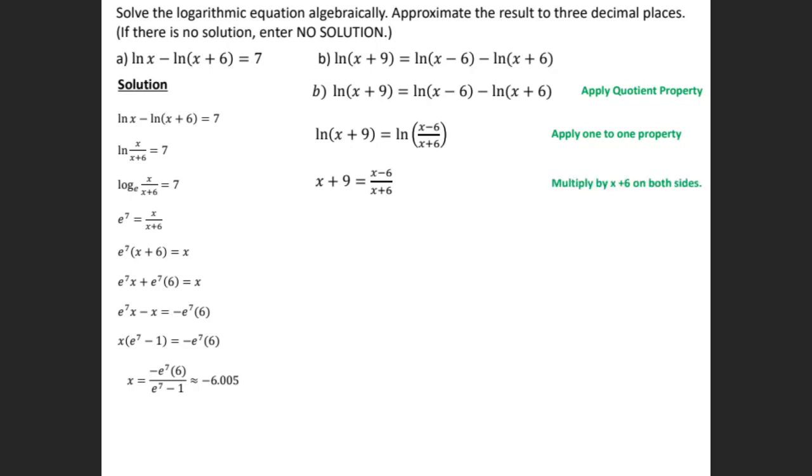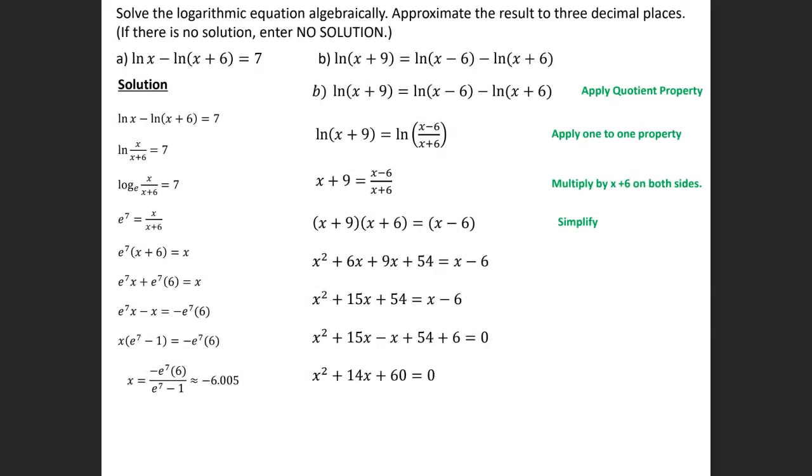Multiply x plus 6 on both sides to get rid of the fraction. This is going to give me x plus 9 times x plus 6. Go ahead and do FOIL. Okay, you see we're going to end up with a quadratic. Move everything to one side to combine all of our like terms and simplify. Okay, and we're going to get x squared plus 14x plus 60.